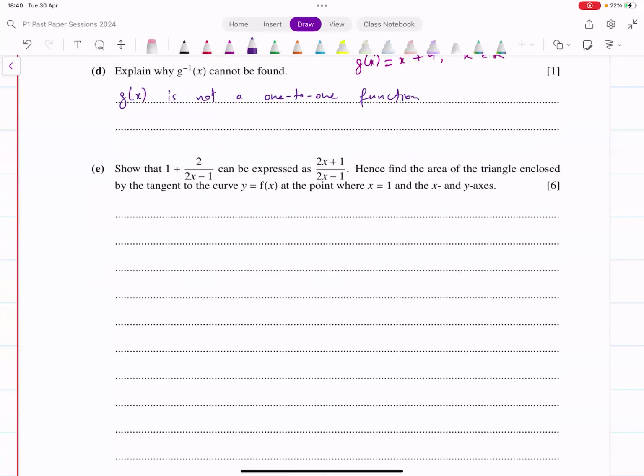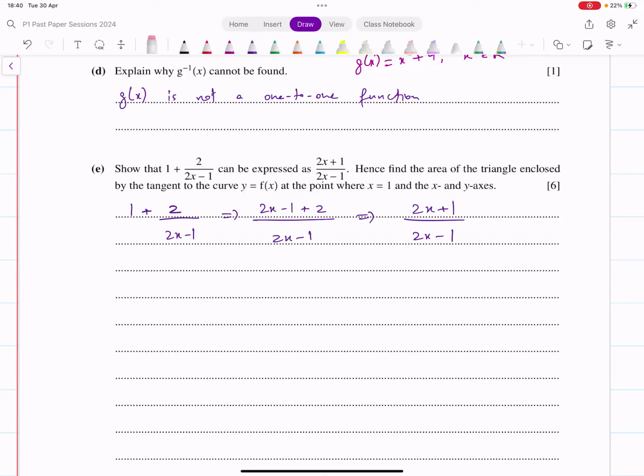Okay, so first of all, we need to show that this thing can be expressed as this: 1 plus 2 over 2x minus 1. Let's simplify this, take LCM, and that will give you 2x minus 1 plus 2 divided by 2x minus 1. And that simplifies to 2x plus 1 divided by 2x minus 1. All right, that's what we get. So that's the first thing that we had to do. We had to prove that this thing can be written like this.